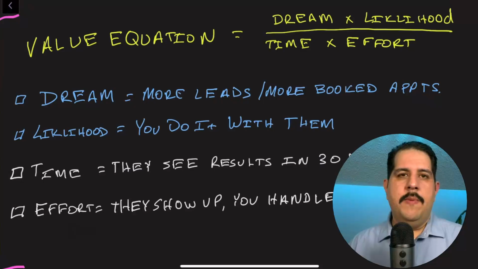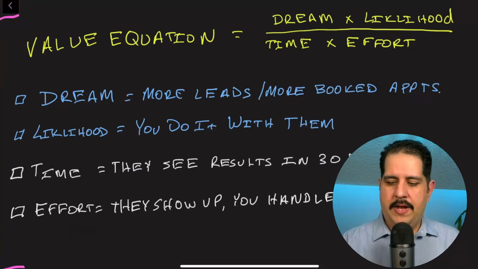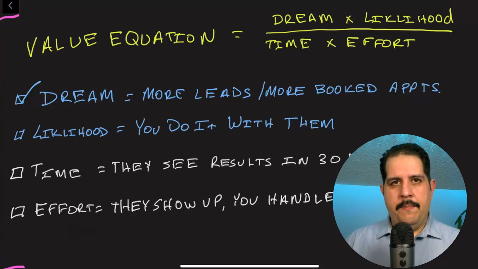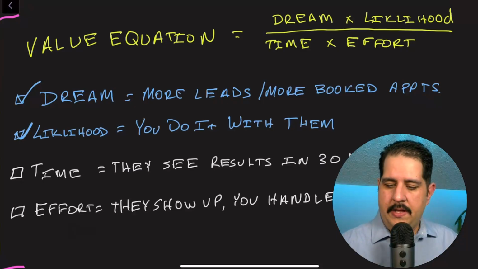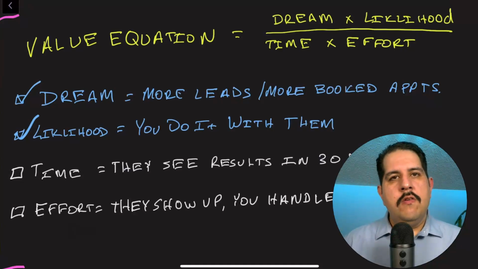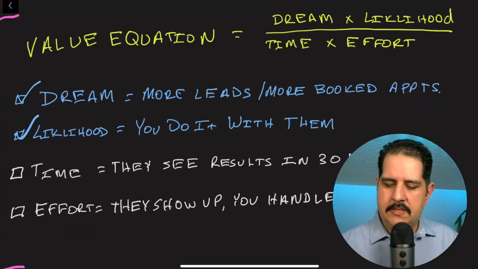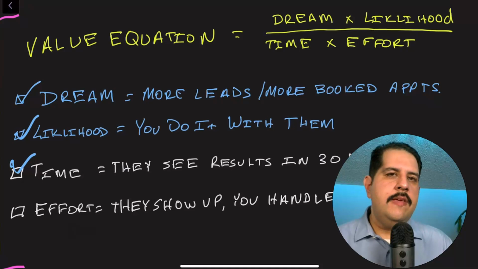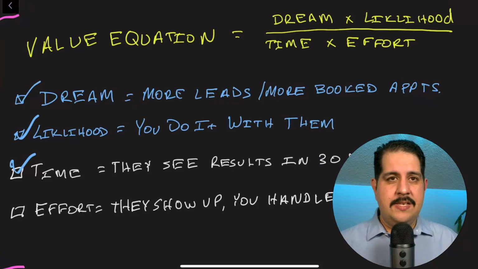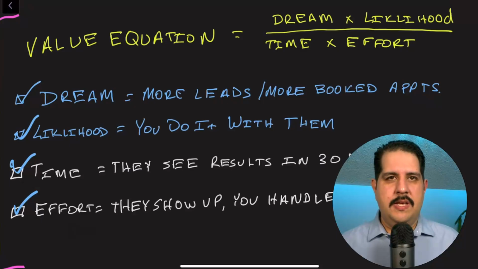So, for example, when we're talking about the dream outcome is more leads, more booked appointments, right? That's the goal there. Then the likelihood is that you're going to do it with them, not hand them logins, right? And additionally, when it comes to the time factor, they're going to see results and activity within 14 to 30 days. That's what we're promising. And then the effort is they mainly show up while you handle the tech setup. All right. That's pretty powerful when you think about what we're promising here.